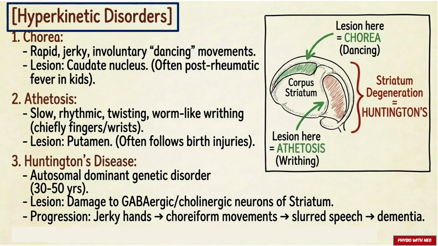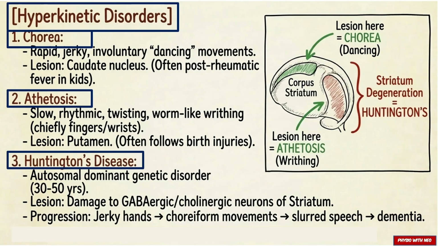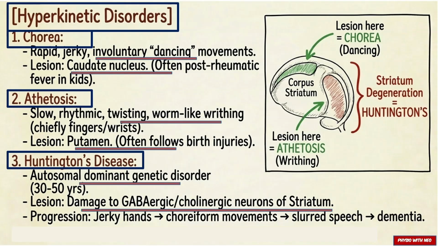Other hyperkinetic disorders include chorea, athetosis, and Huntington disease. Chorea is basically rapid, jerky, involuntary dancing movements. The lesion is in the caudate nucleus. Athetosis is slow, rhythmic, twisting, worm-like writhing movements. The lesion is in the putamen. And lastly, Huntington disease. It is an autosomal dominant genetic disorder. The lesion is damage to the GABAergic or cholinergic neurons of the striatum. It progresses from jerky hands, choreiform movements, and slurred speech to dementia.